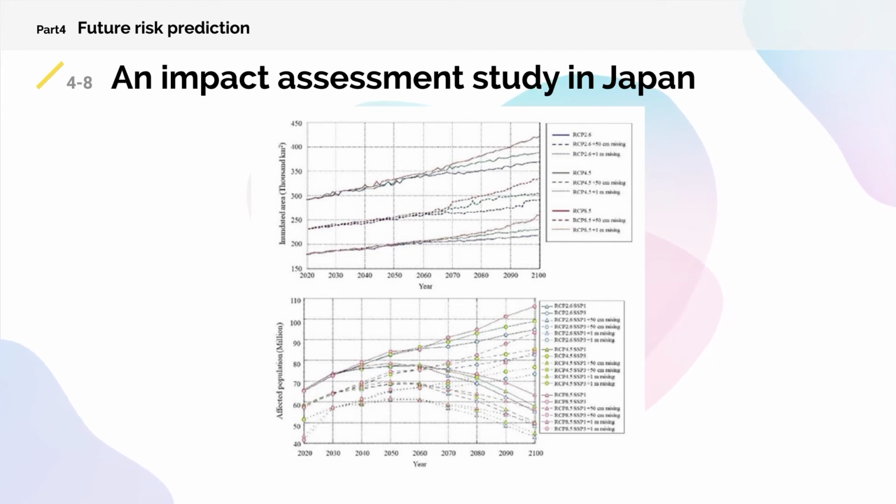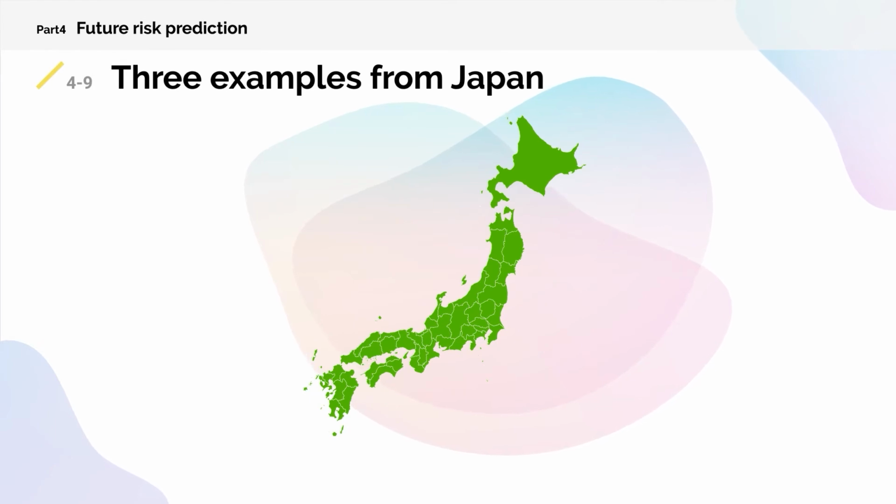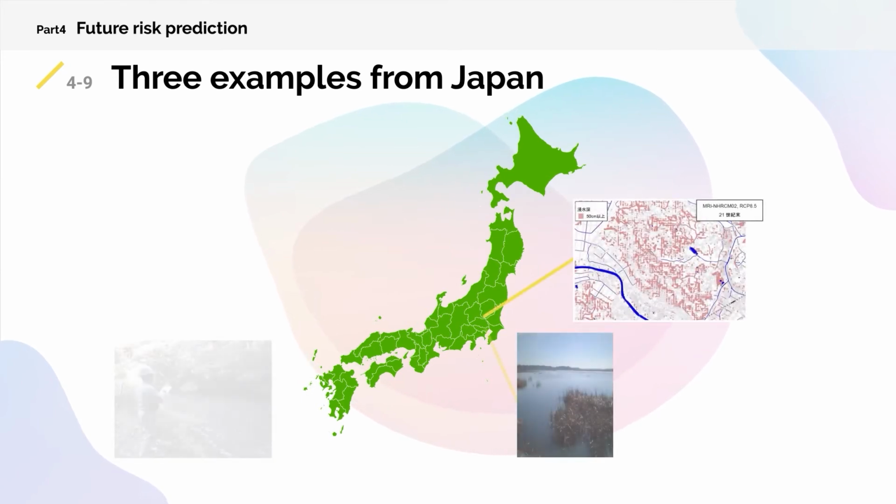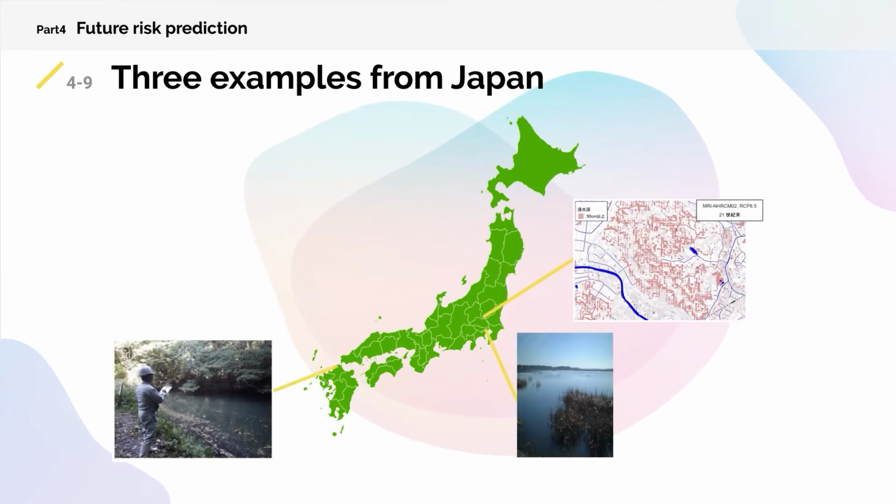35 local municipalities in Japan were involved in a program to develop impact evaluation models and promote the implementation of adaptation measures in their respective regions, with support from consultants. Here we will introduce 3 cases from the disaster prevention sector.